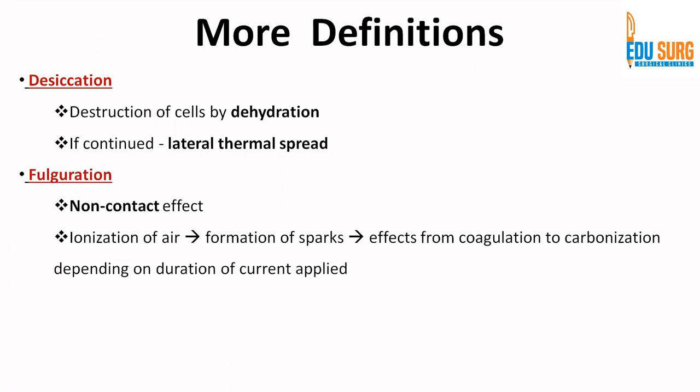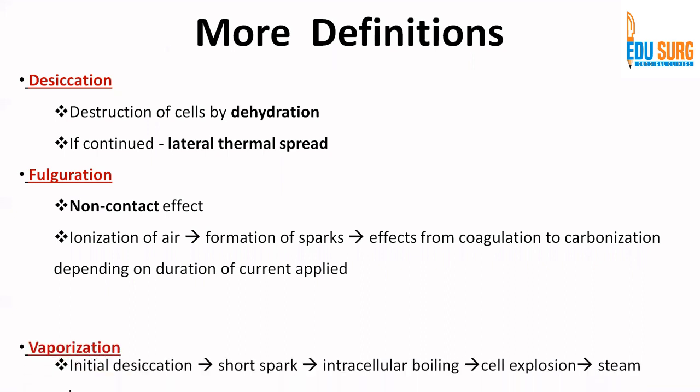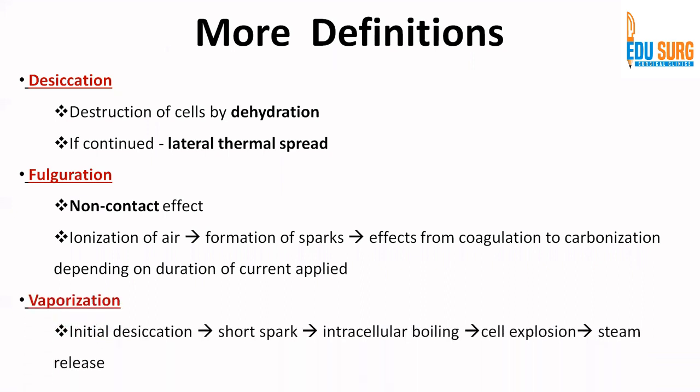Fulguration is a non-contact effect. We will see contact and non-contact in the next slide, but it is basically an effect that goes from coagulation to carbonization. That is, you can see that the tissue starts becoming black if you apply cautery for a very long time. That is basically fulguration, like coagulation to carbonization, depending on duration of current applied. Vaporization, all of you have seen that when cautery is used, you can see the vapors happening. That is vaporization. It is initial desiccation followed by intracellular boiling followed by cell explosion, which leads to vaporization.